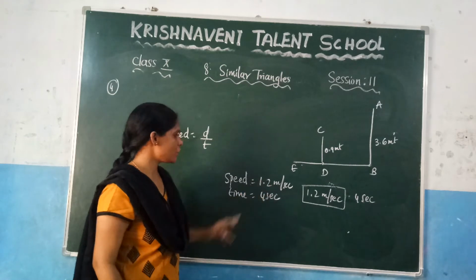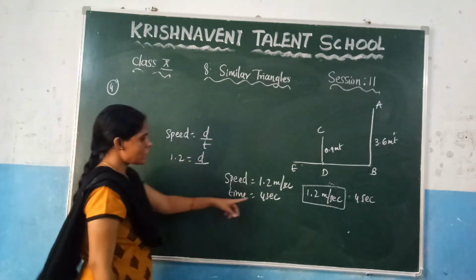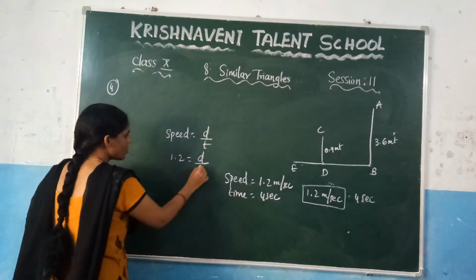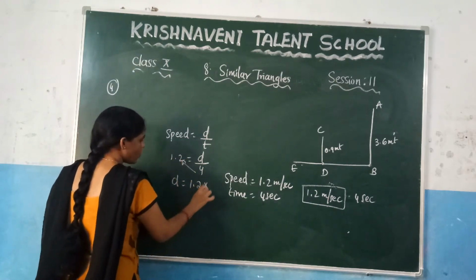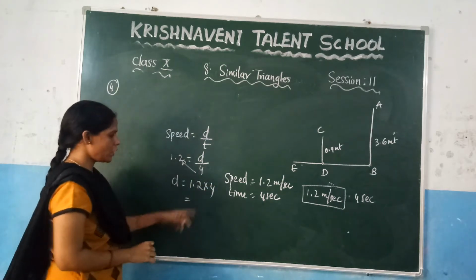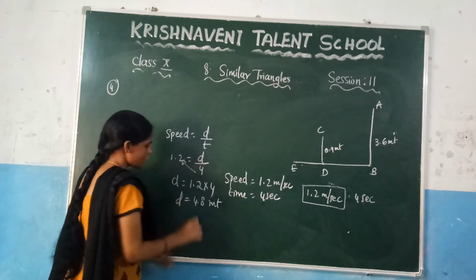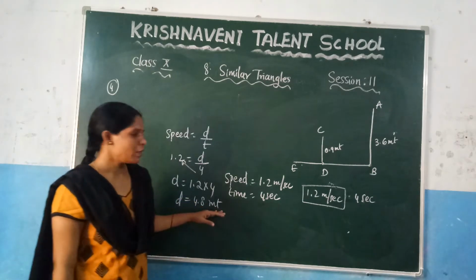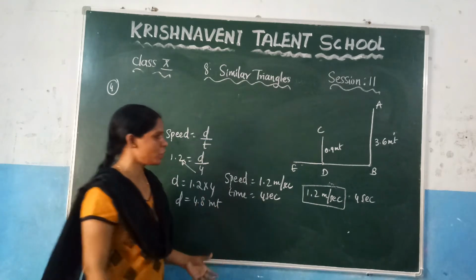So what is the value of the speed, which is 1.2, is equal to d by what is the time they have given, which is 4. So here let's just cross multiply it. What will we get? d is equal to 1.2 into 4, which gives you here 4.8 meters. You know that the distance unit is meters. So we have got the distance of how much distance the girl is walking.